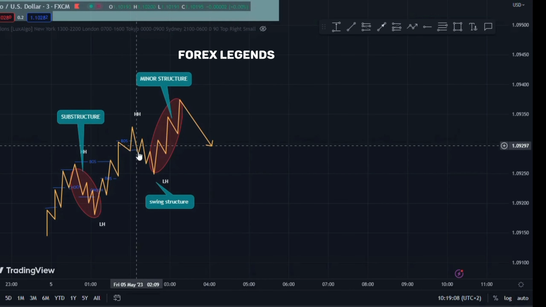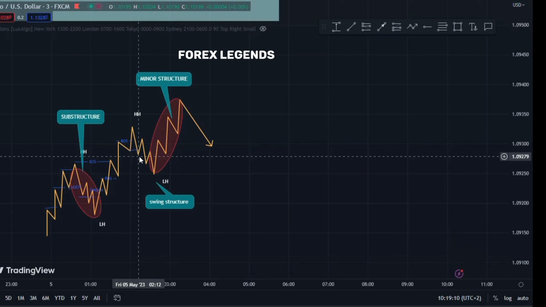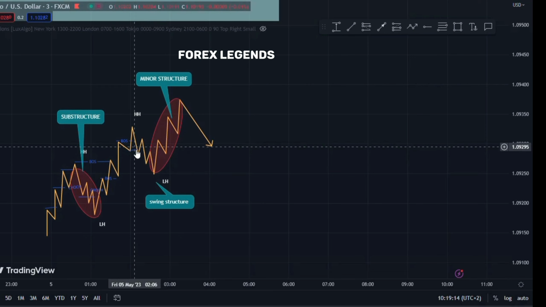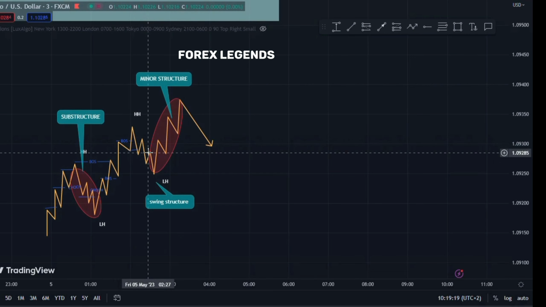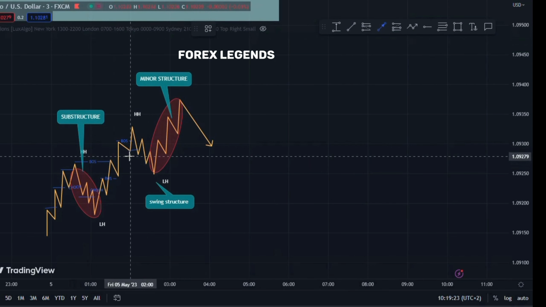And then after we broke that character, what are we now targeting? These lows. We're targeting this next low because we just changed character. And then what do we see? Price failed to take out this high, it's actually taking out this low. And what do we label that as? A break of structure, because our character has already been changed.